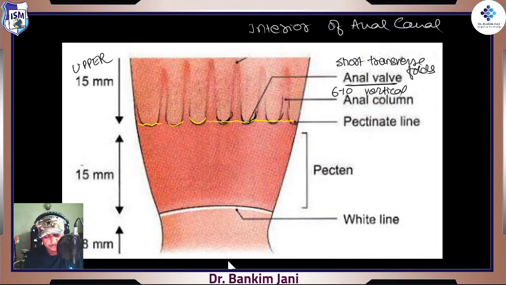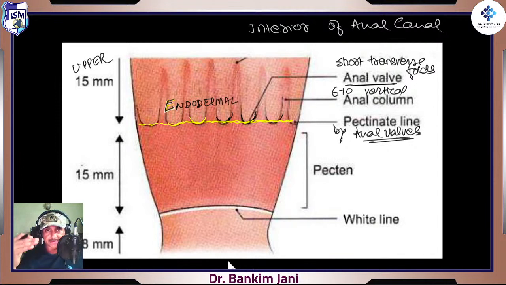So practically speaking, when they do it like this, they form a sort of line, right? A sort of line. This is called the pectinate line. The pectinate line is formed by anal valves. Now the importance of this pectinate line is that the area which is above it is endodermal in origin.